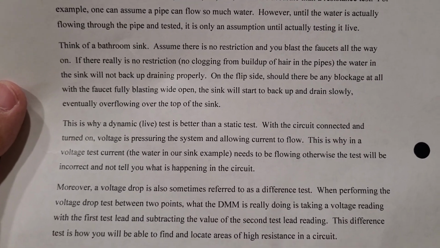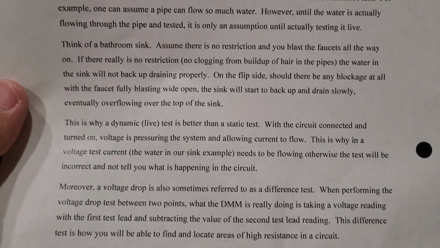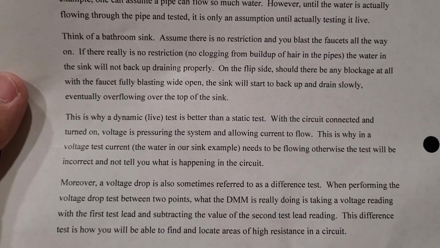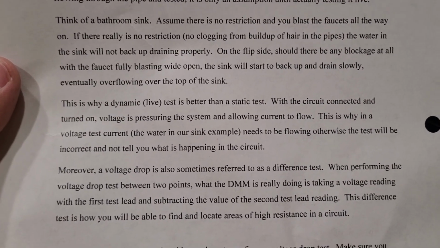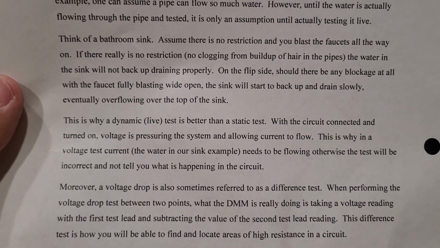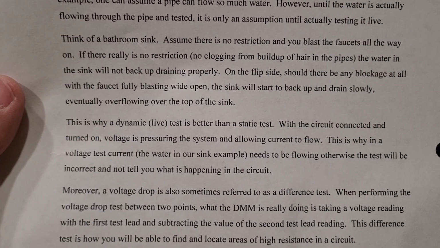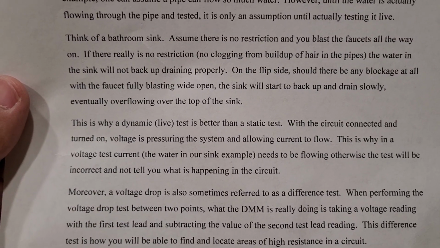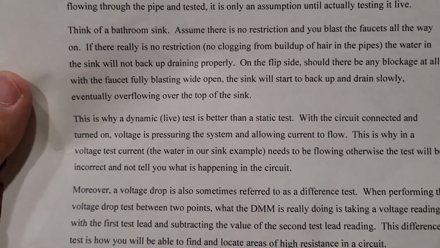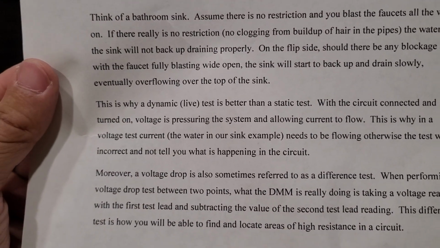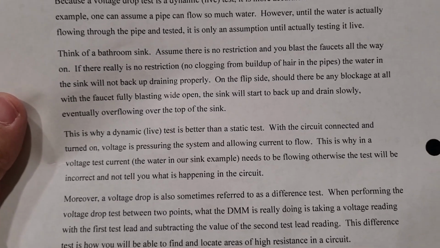On the flip side, should there be any blockage at all, buildup of hairs, any gunk buildup, rust, or anything in the piping, well, guess what's going to happen? When you turn the faucets on full blast, it's going to start backing up. And you're going to see it start backing up to the point where it will overflow over the sink. That is exactly what a voltage drop is doing.